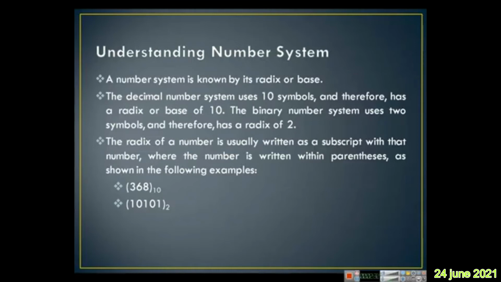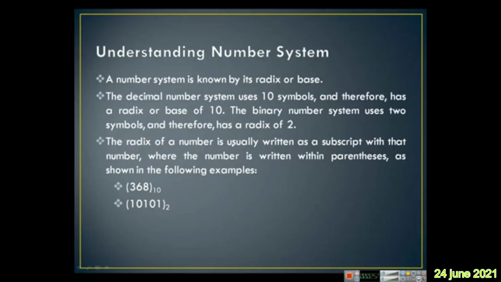What do you mean by radix or base? For example, the radix for decimal is 10, the radix for binary is 2, etc. Right? That is why a number system is known by its radix, also called its base. The decimal number system uses 10 symbols and therefore has a radix or base of 10. The binary number system uses two symbols and therefore its radix is 2.